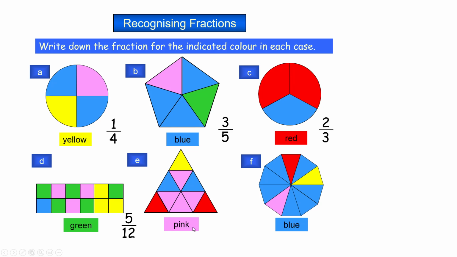On E, what fraction is shaded pink? 1, 2, 3, 4 out of a total of 4, 5, 6, 7, 8, out of a total of 9. So you should have 4 out of 9. And for F, what fraction is shaded blue? 1, 2, 3, 4, 5. So it's out of 10. And the number of parts shaded blue: 1, 2, 3, 4, 5, 6, 7 out of 10 are shaded blue.